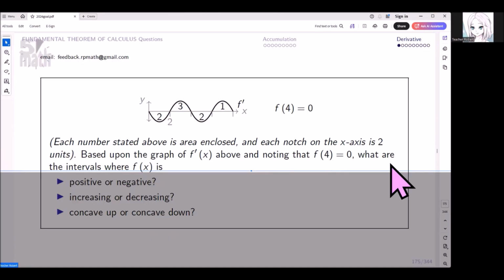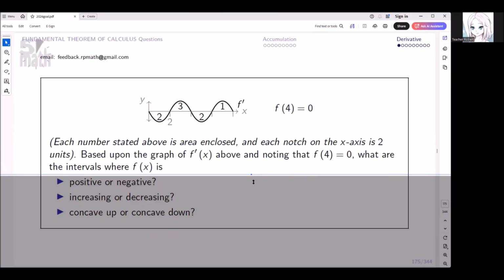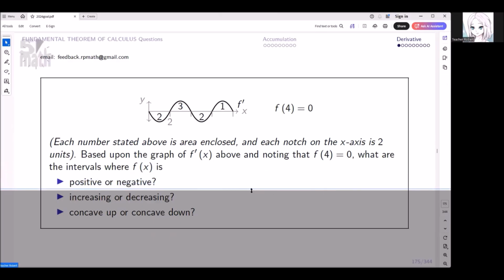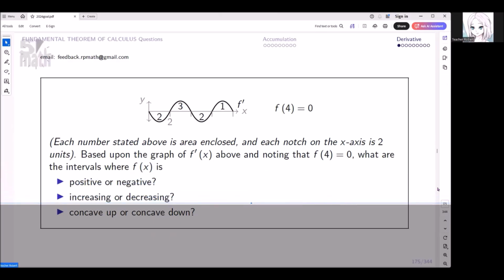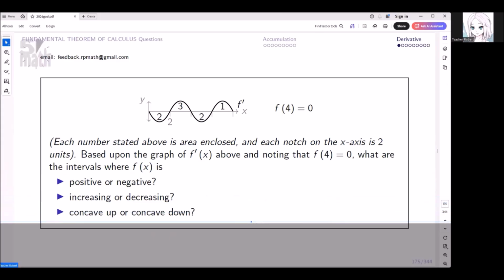Each number stated above is area enclosed, and each notch on the x-axis is 2 units. Based upon the graph of f prime of x above, and noting that f of 4 equals 0, what are the intervals where f of x is positive or negative, increasing or decreasing, concave up or concave down?